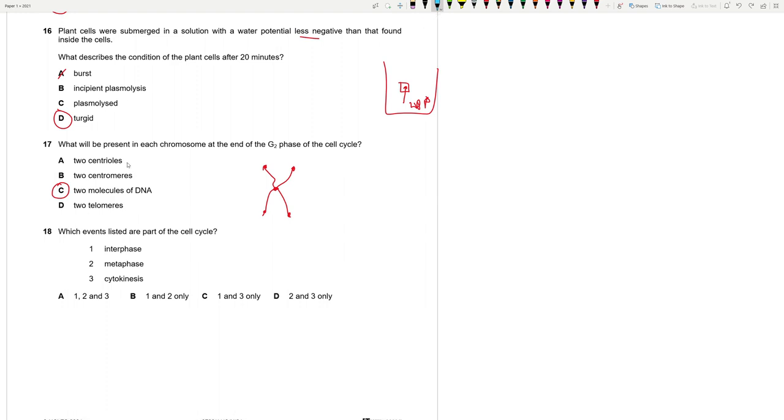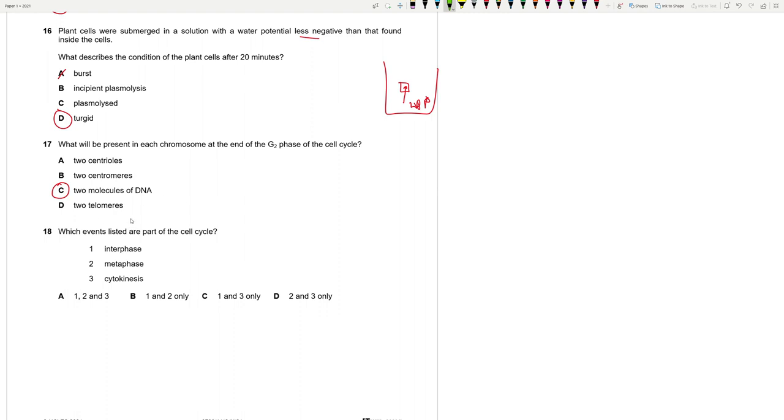Two centrioles, right? These things. Two telomeres? They're actually in each chromosome. There are actually four. Two centromeres? No, we only have one. Okay, we are gonna have two molecules of DNA because after S phase, basically DNA has replicated.